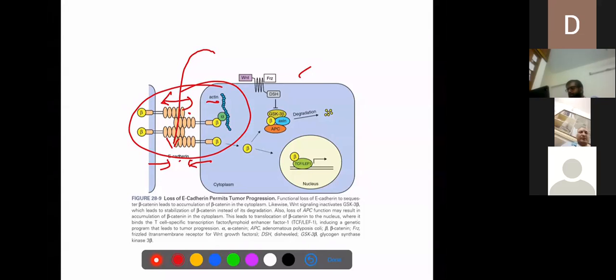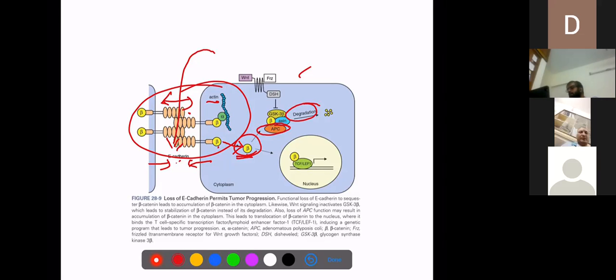What happens is that when the E cadherin function is lost, this beta catenin gets dislodged from the E cadherin receptor, and this beta catenin is present in the cytoplasm. When there is excessive beta catenin, the APC, adenomatous polyposis coli gene, is the one which phosphorylates the beta catenin and degrades it. This beta catenin is very notorious if it is going to be in the cytoplasm. Usually there is a loss of E cadherin function. This beta catenin gets released from here and it is present in the cytoplasm.